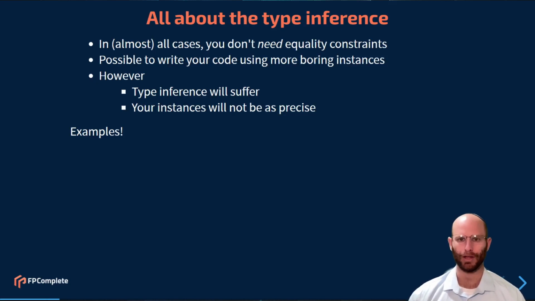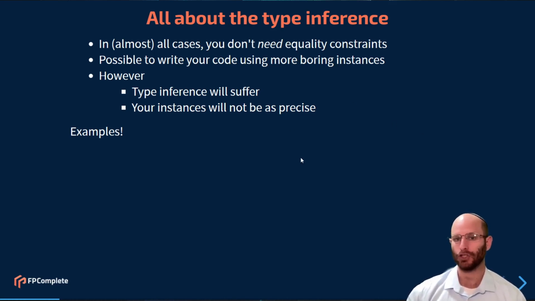The purpose of equality constraints, the primary purpose at least, is all about type inference. You want to use equality constraints in order to help the type inferencer so that the compiler is able to figure out what type you want to be dealing with instead of requiring the user of your library or the user of your type class to have to figure it out for you.